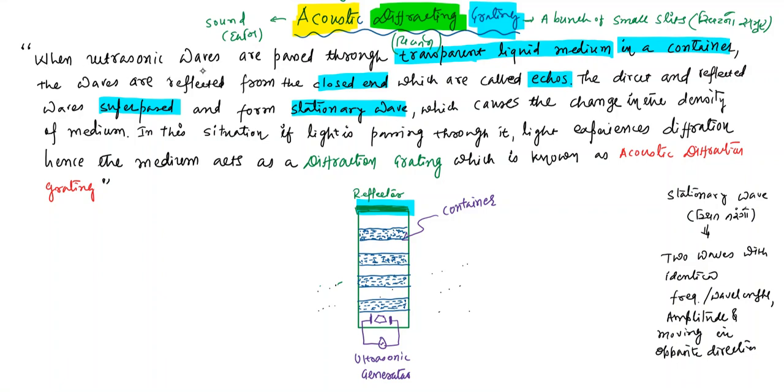When ultrasonic waves are passed through a transparent liquid medium in a container, we pass the ultrasonic waves with this generator, they are reflected from the closed end, which are known as echoes. The direct and reflected waves superposed and form a stationary wave, and this causes a change in the density of the medium. So here density increases, decreases, increases, decreases, and so on.